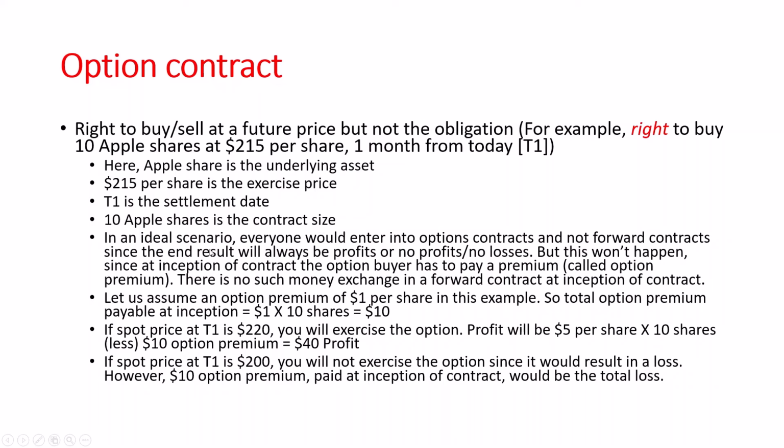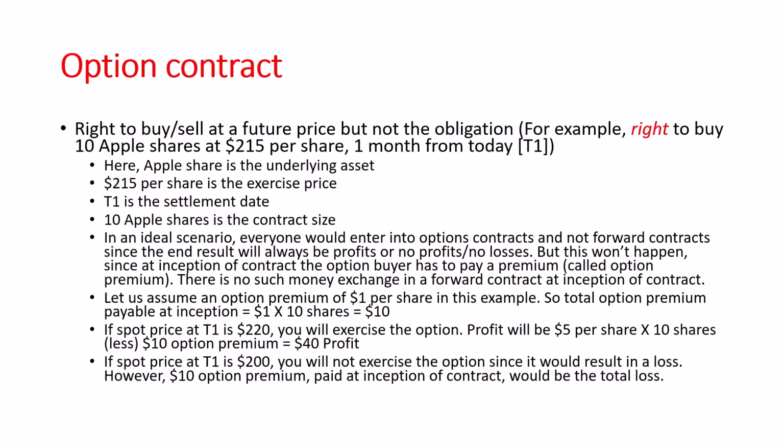Now, in an ideal scenario, this is a very important point. In an ideal scenario, everyone would enter into options contracts and not forward contracts, since the end result will always be profits or no losses. Now, why do we say this? Because in an option contract, we have the right but not the obligation. So let us say I have to buy. This contract allows me the option to buy the share at 215 per share in the future. Now, if the price is more than 215 in the spot market, I will buy it through this options contract. I will buy the share and I will sell it in the market at the higher spot price, so I will earn a profit.